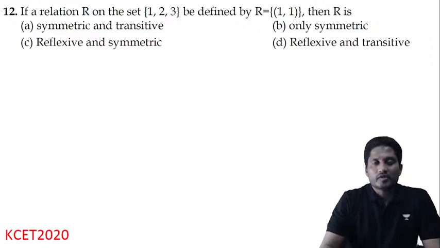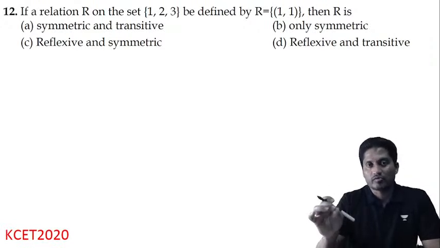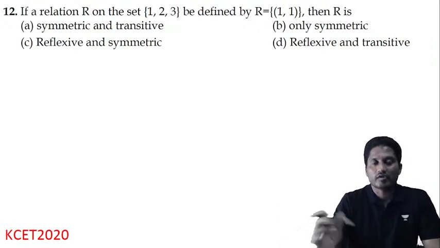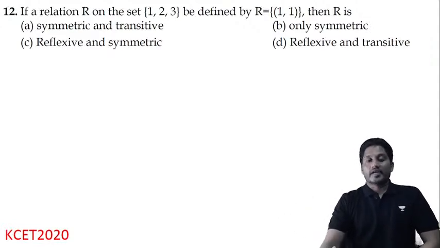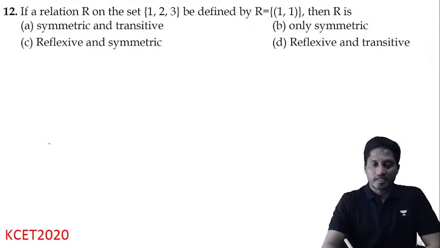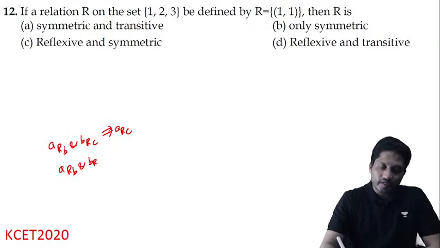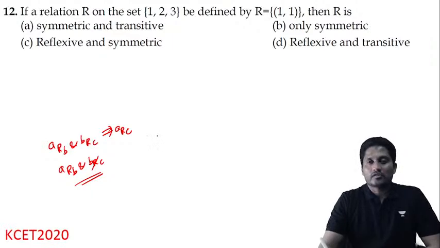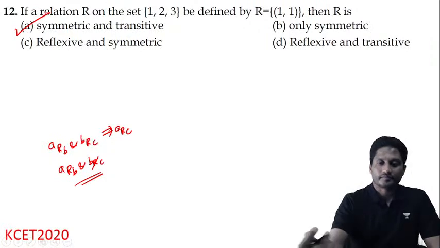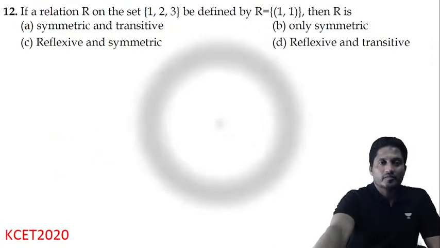Relation R on the set {1, 2, 3}, R is equal to {(1, 1)}. Obviously, it is not reflexive. For reflexive, (1, 1), (2, 2), (3, 3) should be there. But it is symmetric: (1, 1), if you reverse, you get (1, 1). And it is transitive also. Transitive, you say in two cases. A should relate to B and B should relate to C implies that A should relate to C, then it is transitive. The second case is a vacuously true statement: A relates to B and B does not relate to anybody else. Right, so it is not reflexive, it is symmetric and transitive. Answer is option A. Let's move to the next question.